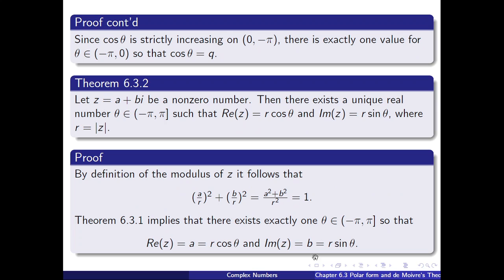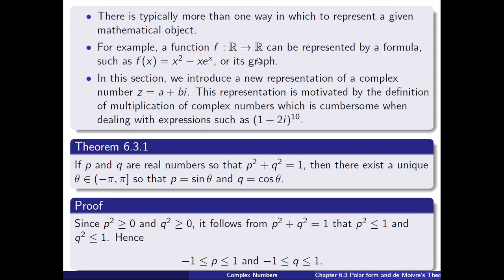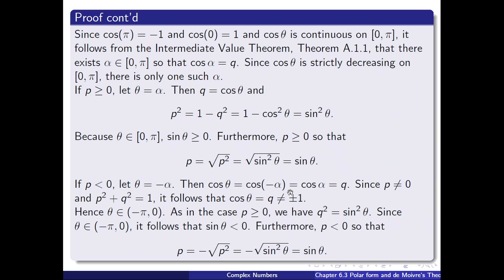Now since cos theta is strictly increasing on this open interval, there's also exactly one value for theta that will give us cos theta equal to q. So we've got this nice result which tells us that if p squared plus q squared is equal to 1, then we are going to get exactly one theta that gives us p is equal to sine theta and q is equal to cos theta. Right.